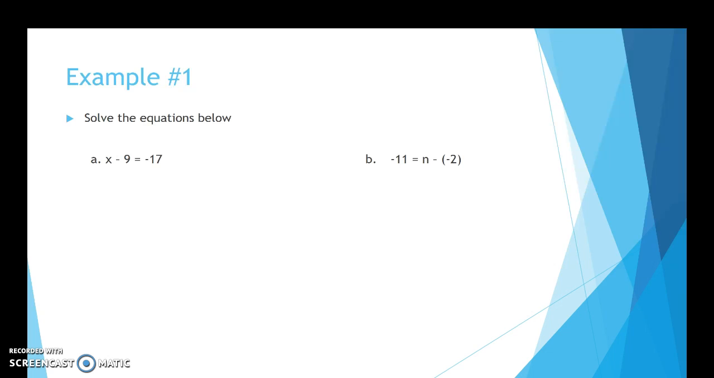So we have here for A, x minus 9 equals negative 17. So what we need to do here is we need to isolate the variable x, meaning get x all by itself there on the left side. So to isolate that variable, we have to undo this negative 9. Well, to undo that, we're going to add 9 to both sides. And x equals negative 8. That would be my answer for A.